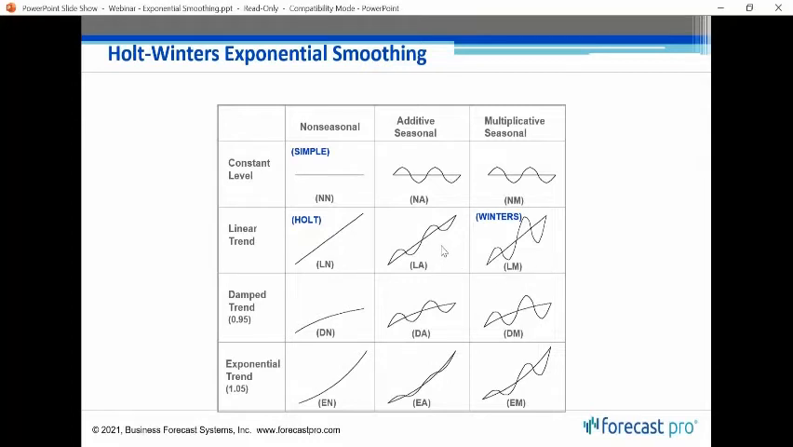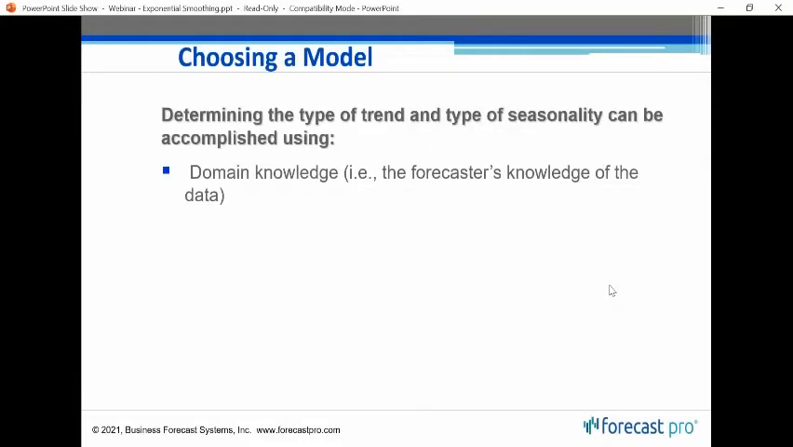You'll see this convention used in Forecast Pro. You'll see it used in other software and in the forecasting literature. And it's just a way of saying which exponential smoothing model is being used. How do we build an exponential smoothing model? Well, one of the things we're going to have to do is to decide which model of those 12 is appropriate. So let's actually do that with an example.